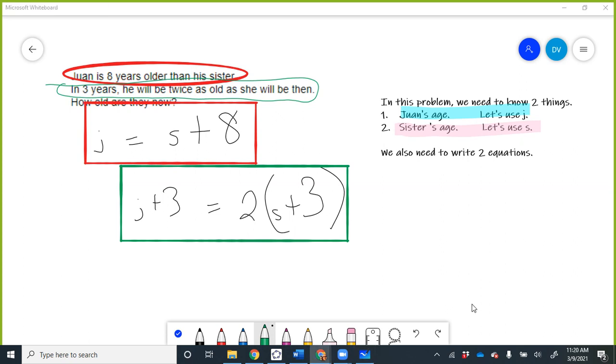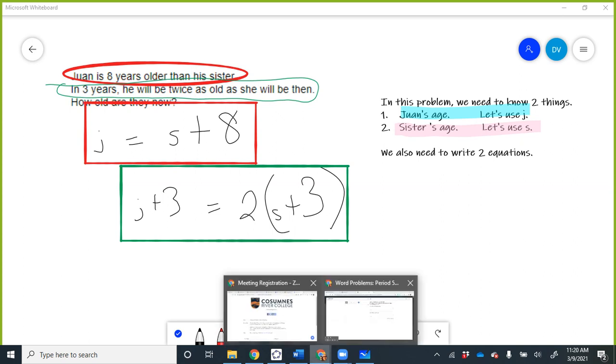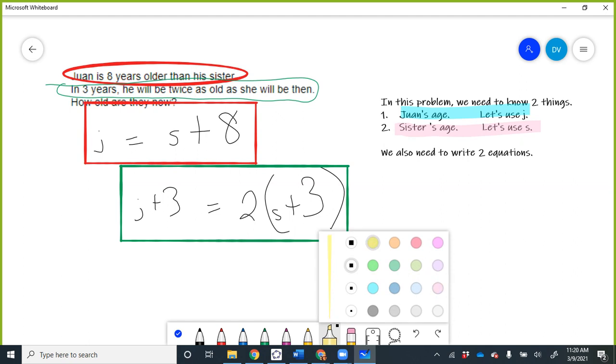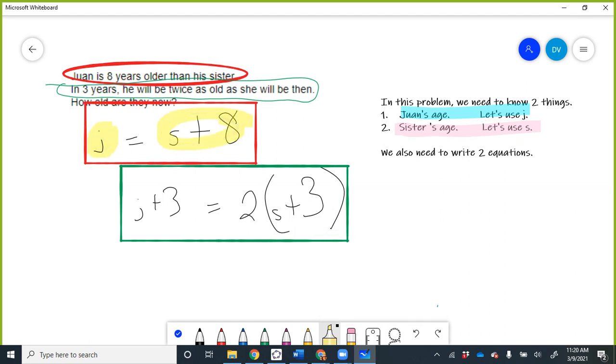What we're going to do is substitute, or replace, J with some other expression. Let me give you a hint here. I want to use yellow. The red equation says that J is the same thing as S plus 8. It doesn't use the words same thing, it uses an equal symbol, but that's what equals means. It means that J is the same thing as S plus 8. Let me erase that yellow. That means that whenever we see the letter J, and I see a J right here, I can replace that yellow J there with S plus 8.